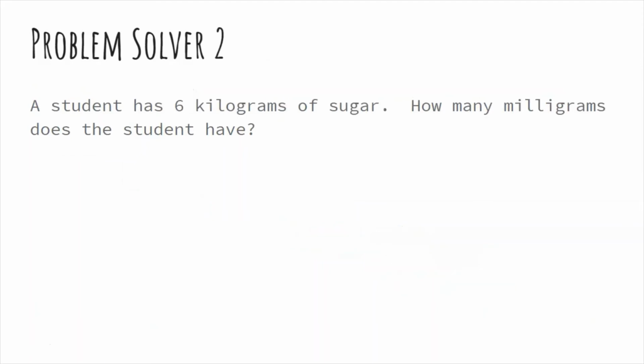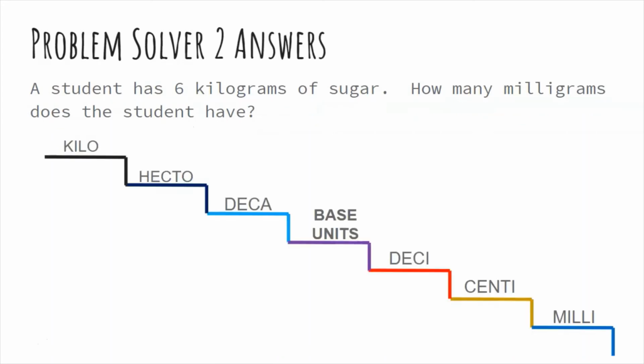Okay, try another problem. A student has 6 kilograms of sugar. How many milligrams does a student have? So we start with 6 kilograms of sugar, and we're going down to milligrams. We're going down the staircase, which means we are getting larger numbers. We are moving our decimal to the right.